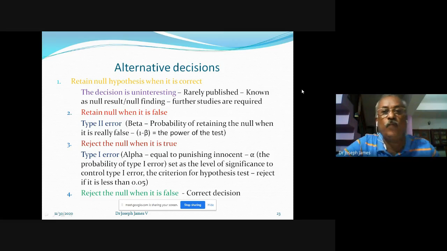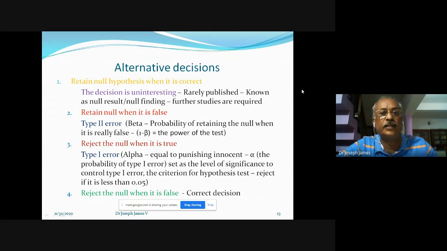But we won't stop our study at this stage, or make any generalization based on this. We will proceed with further inquiry or further study, considering it as a null result. And therefore, we are not at all interested in a null result.